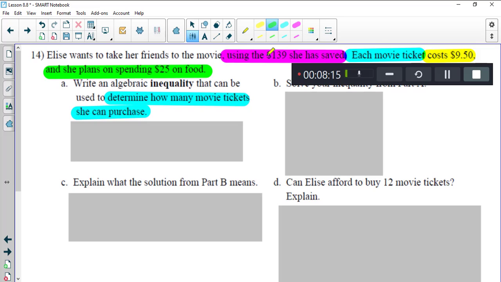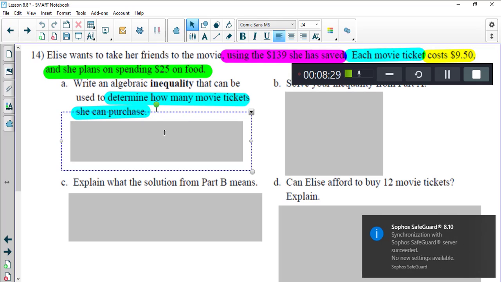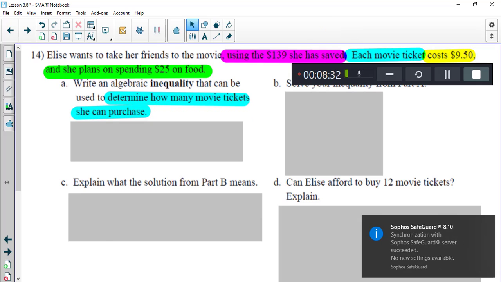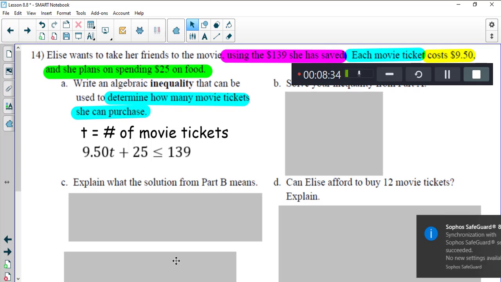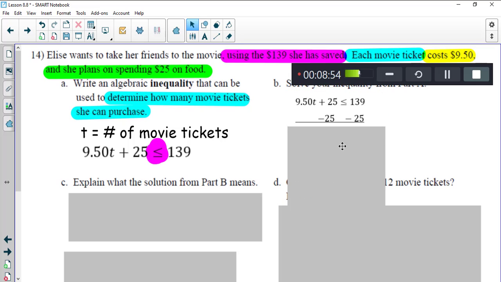So let's think what inequality makes sense. Well, if she has $139, can she spend greater than $139? She can't. So we want her to spend less than or equal to the $139. So the inequality that I wrote is as follows. I let t represent the number of movie tickets, and I wrote $9.50 t plus 25 for the food. We want that to be less than or equal to $139. Again, because she has $139 and she has to spend in total with the ticket and the food less than or equal to $139.